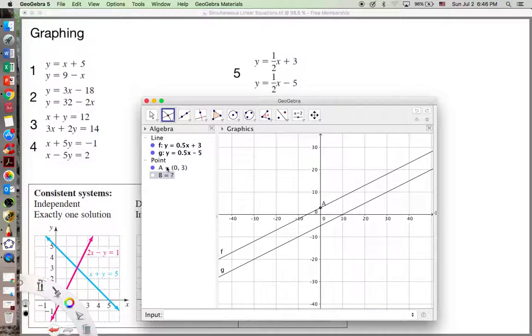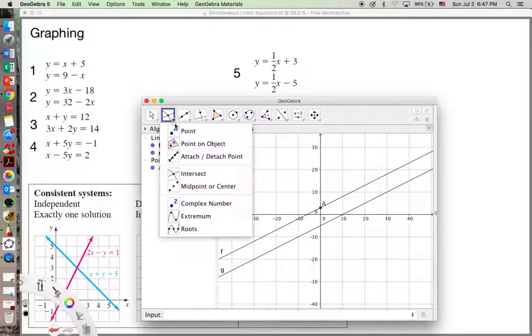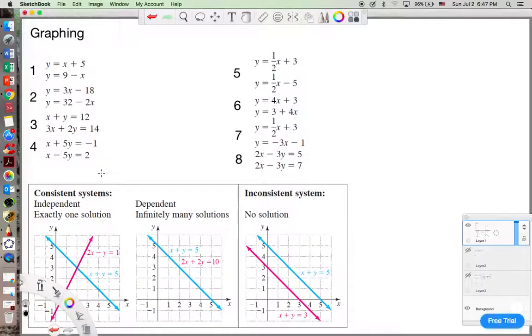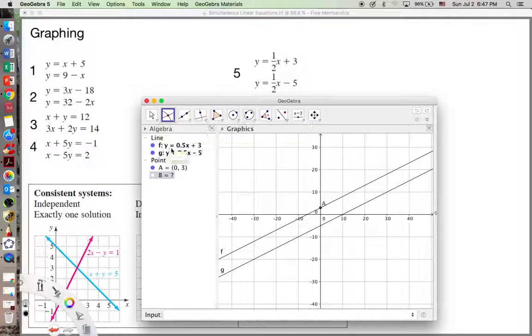Okay, and so I made a mistake with A here. Let's try again. Okay, point of intersection. A is just there. B, we got question marks, so they are, in fact, inconsistent. There's no solution. And let's look at the next one, 4x plus 3 and 3 plus 4x. Well, we can see those are the same equation already. But let's just go ahead and graph them.